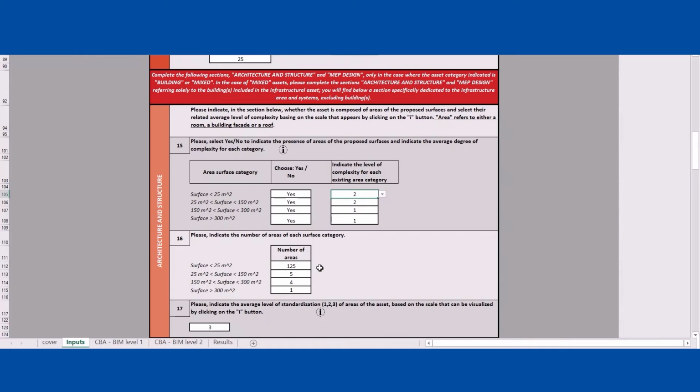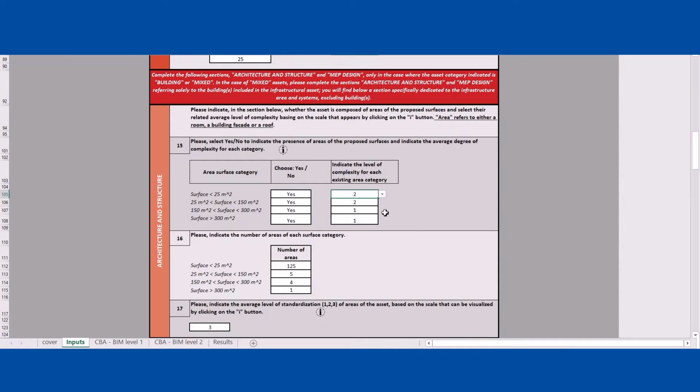With the same logic, we counted the areas belonging to the other surface size ranges, and we also add 4 areas with a surface comprised between 150 and 300 square meters, representing the building facades, and an area with a surface larger than 300 square meters corresponding to the roof. All these surfaces, we believe, are relatively easy to be modelled.